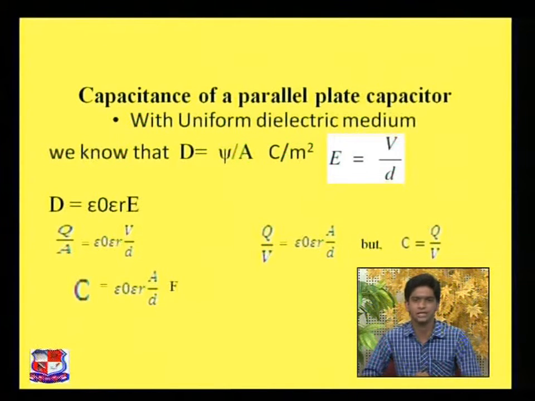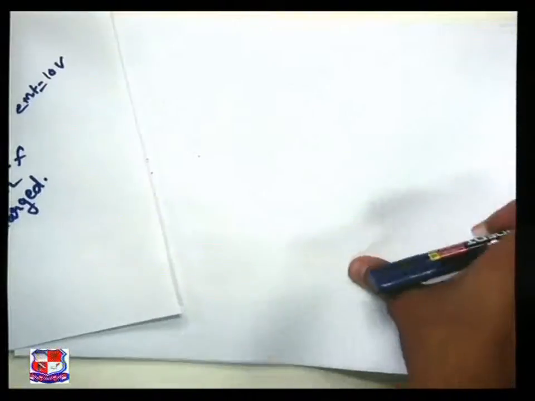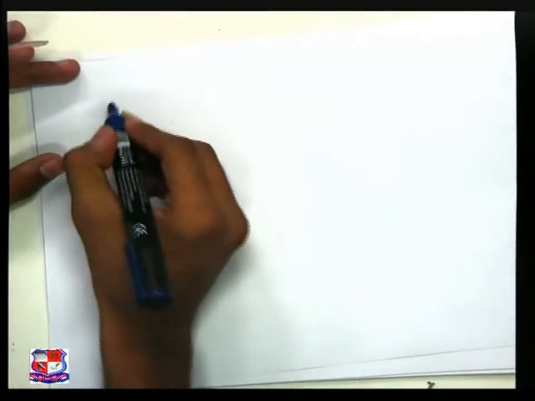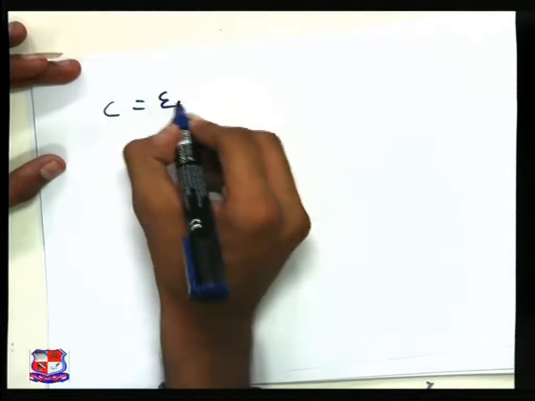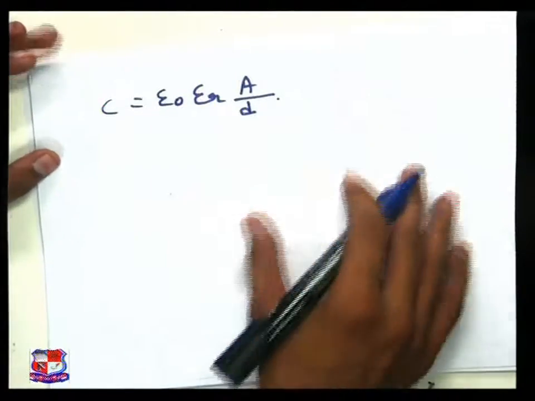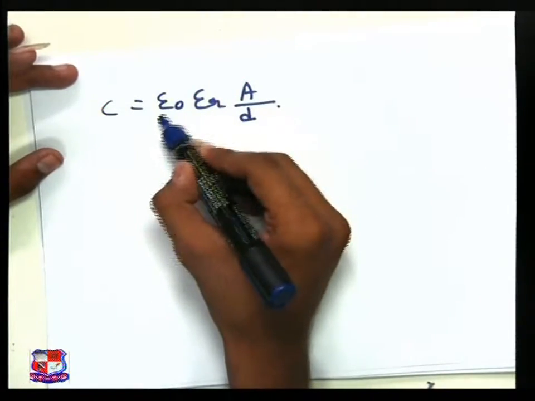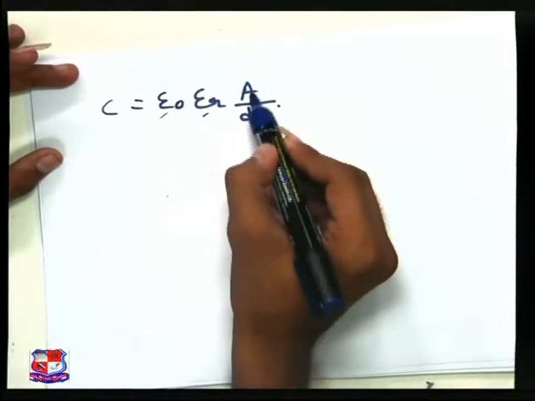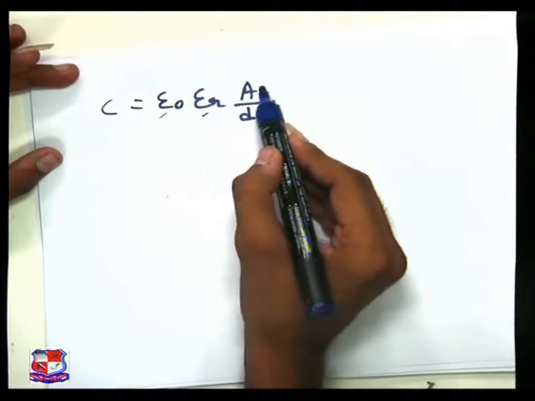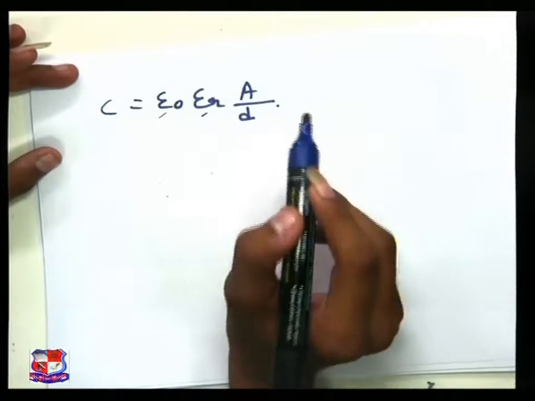So here by this equation we can say that we have an equation C is equal to epsilon 0 epsilon R A by D. So the capacitance of a parallel plate capacitor depends upon epsilon 0 epsilon R, the area of the two plates, and the distance between the two plates.